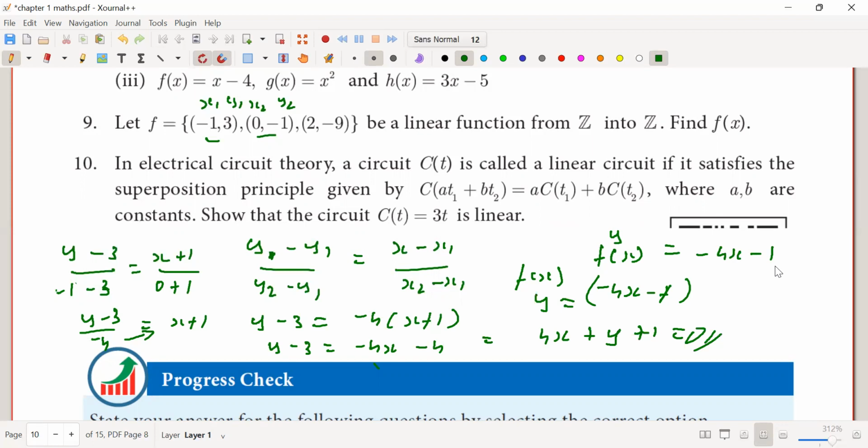Next one. In electric circuit theory, C of t is called a linear circuit if it satisfies the superposition principle, that is C of a t1 plus b t2 equal to a C of t1 plus b C of t2, where a and b are constants. Show that the circuit C of t equal to 3t is linear. C of t equal to 3t. We have to apply the value of 3t in C and get one result.